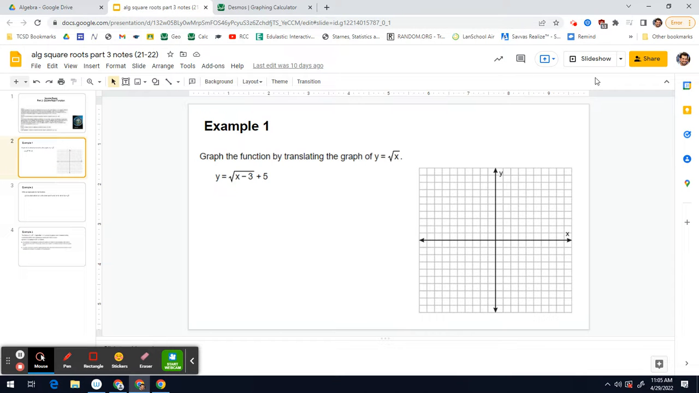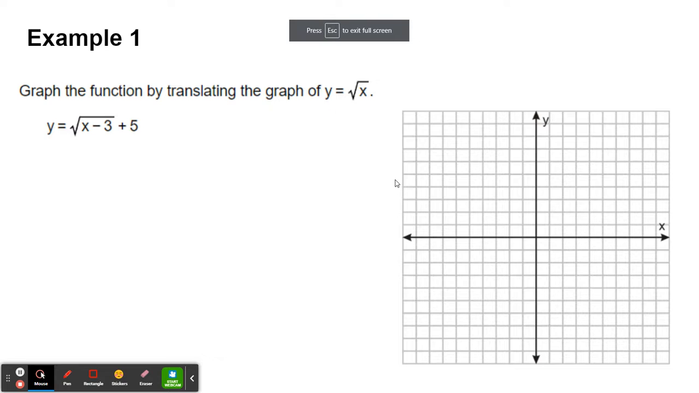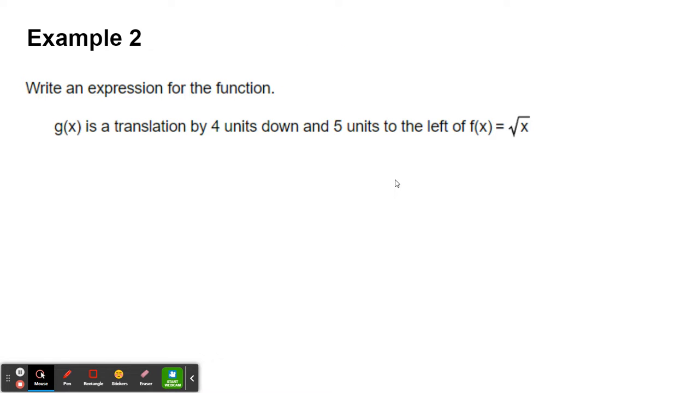Okay, algebra, we're going on to example 2 here on our part 3 of square roots, talking about the square root function. So now it says write an expression for this function. So g of x is translated by 4 units down and 5 units to the left. So what this means here is that if we took our generic function, we're going to go 4 units down. So we're going to go down 4, and we're going to go left 5.